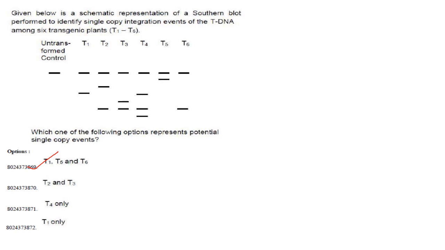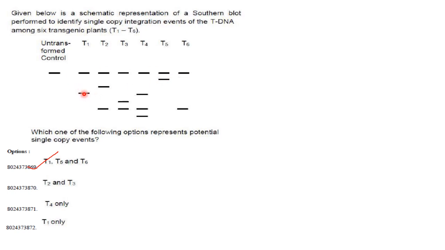Then next one. Given below is a schematic representation of a Southern blot performed to identify single copy integration events of the T-DNA among 6 transgenic plants, T1 to T6. Which one of the following options represent potential single copy events? So if you see this given blot, these are the untransformed controls. Now they are not variable.